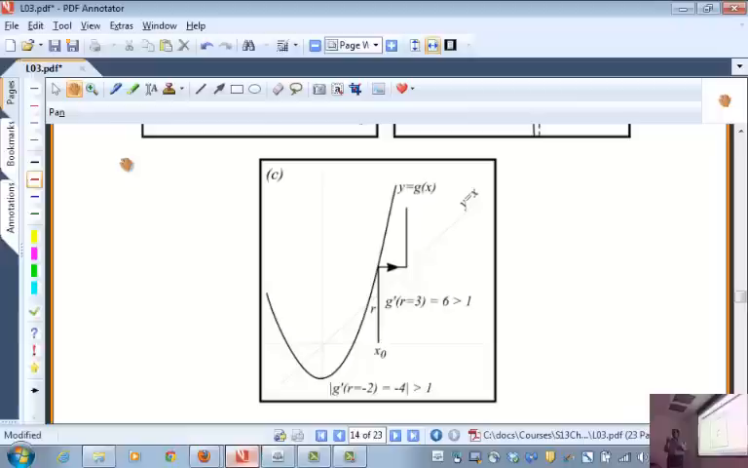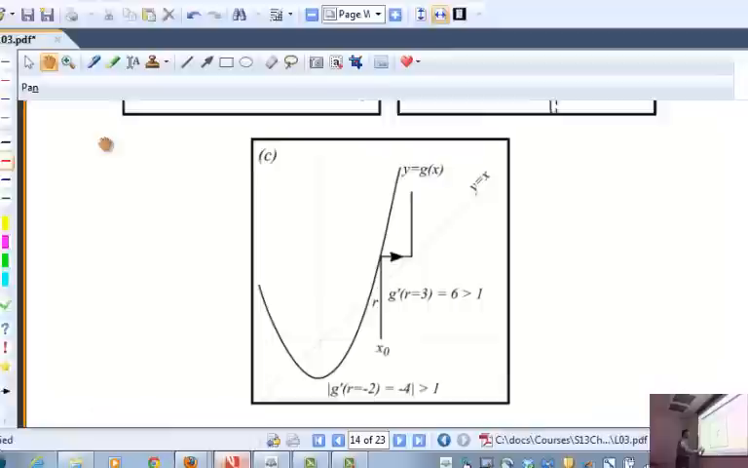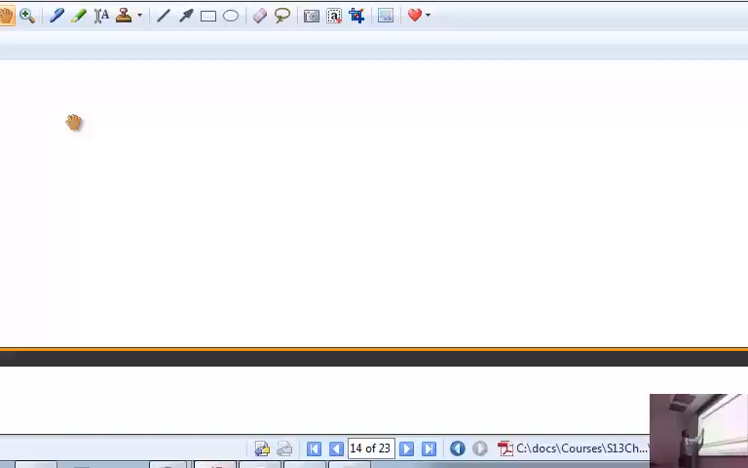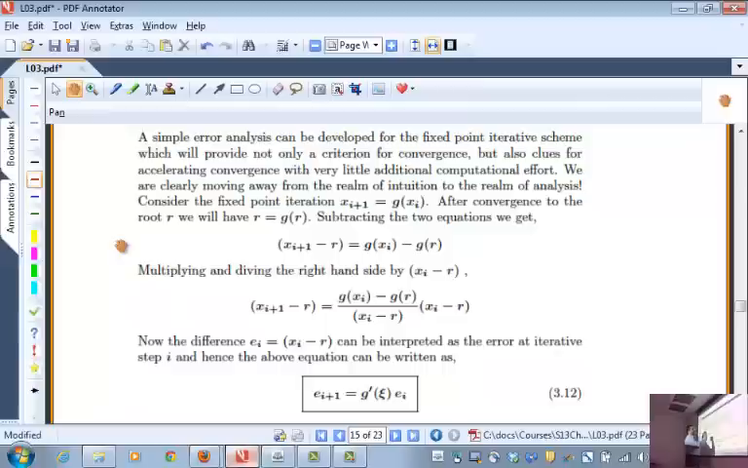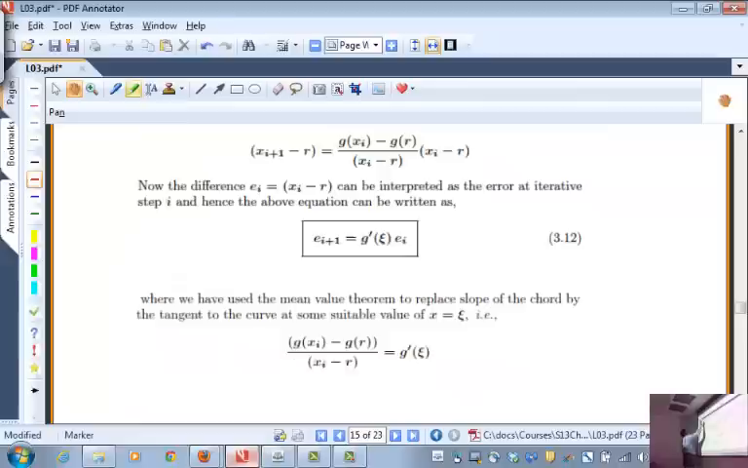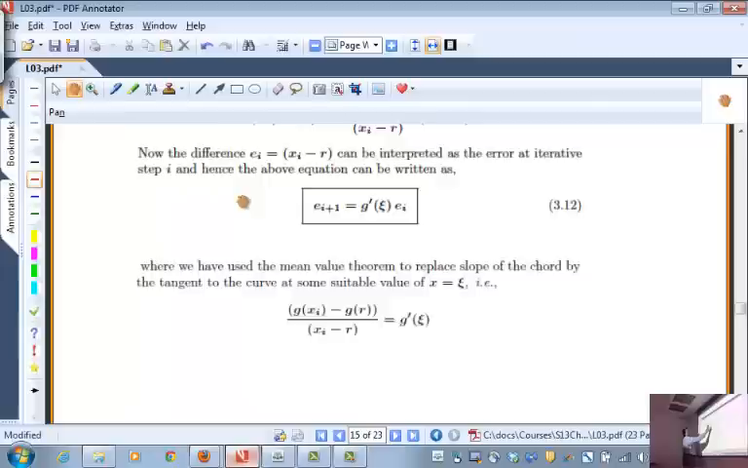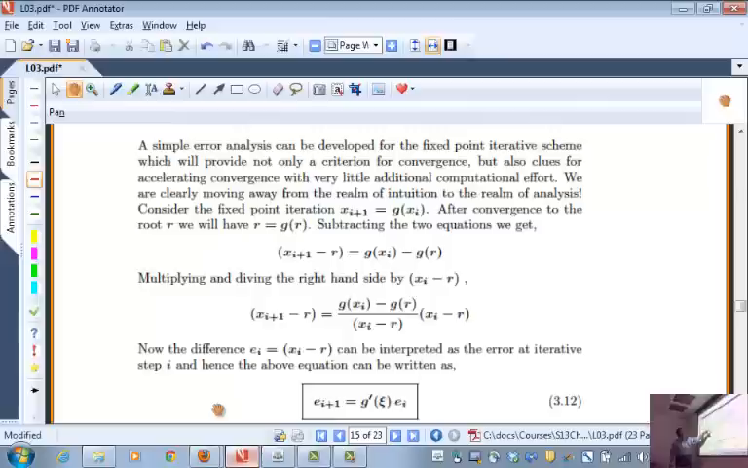Okay, and geometrically we saw what needs to happen. The slope has to be less than 1. Now, can we understand that from an analytical procedure? So this is the error analysis for that particular problem. It's a fairly simple thing to understand. I have constructed an iterative sequence x of i plus 1 equals g of x of i, and I know when it converges, the root is r equals g of r. Meaning, when I put the root, I will get the same value. At convergence, this is satisfied. At any other point, it will give you a new value, hopefully a better value.